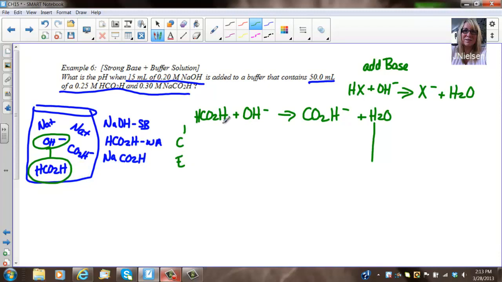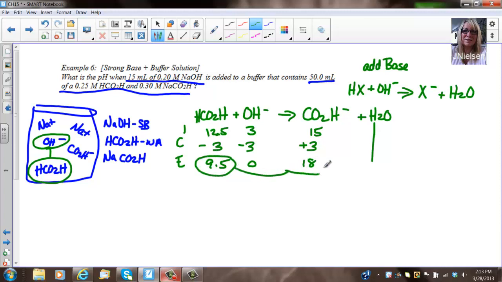We need our initial concentrations. The acid was 50 times 0.25, which gives us 12.5. Our base was 15 times 0.2, which gives us 3. And our formate ion was 50 times 0.3, which was 15. So here my base is going to get used up, and this is going to become 9.5, 0, and 18.